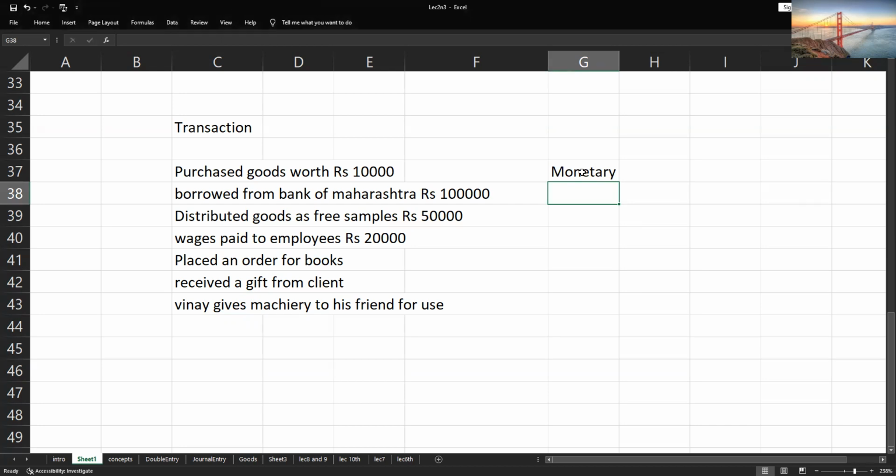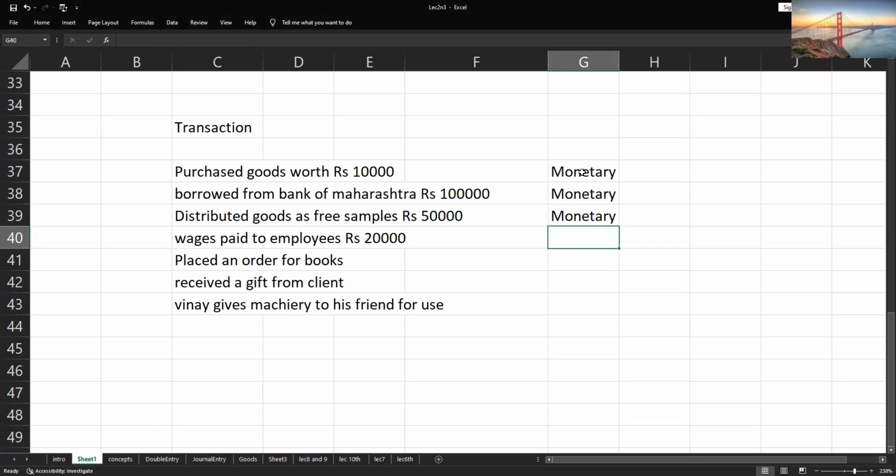Borrowed from Bank of Maharashtra, rupees 1 lakh. Again, in this case, money is borrowed for business purpose. And one more thing is important here, that it is affecting the business results. So whatever you do through a transaction, you also have to check if it is affecting the business results. Again, this is in monetary terms. Then this is something charity where goods are distributed as free samples. But again, it is monetary and definitely it will affect the business result. So I'll write it as monetary.